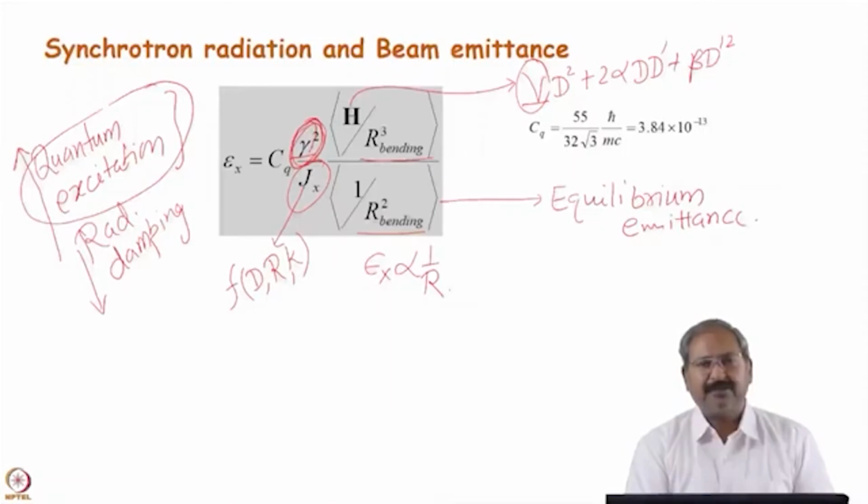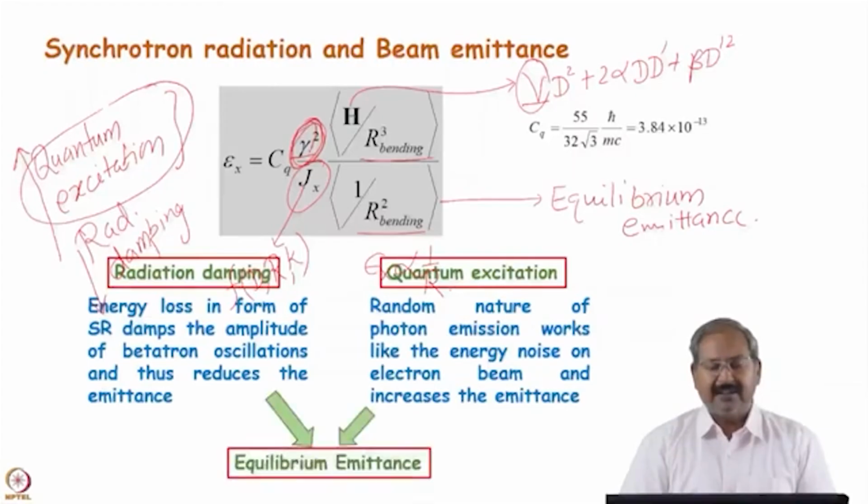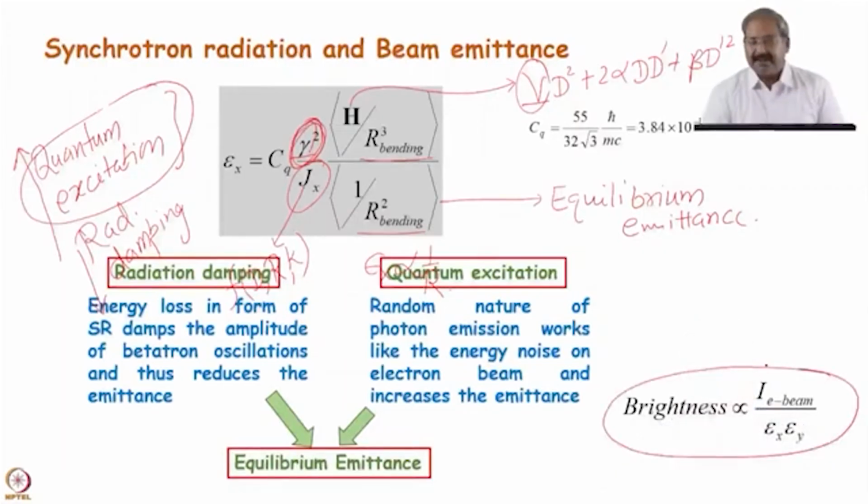I am talking so much about the beam emittance. We will see it. That radiation damping and quantum excitation, these two phenomena govern the basic equilibrium emittance. And equilibrium emittance actually shows you the brightness of the SR. So if you want to increase the brightness of the emitted radiation, you have to reduce the emittances. Brightness is directly proportional to 1 upon emittance. So that's why you need very, very low emittances in the synchrotron radiation sources for increasing the brightness.